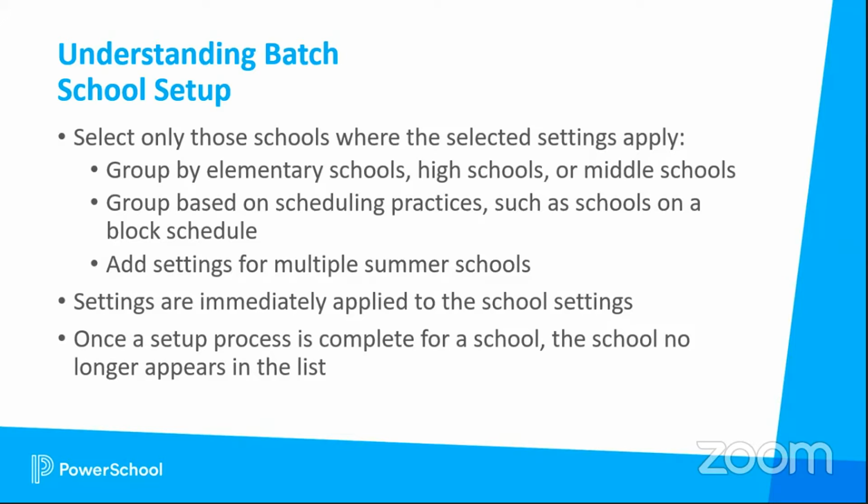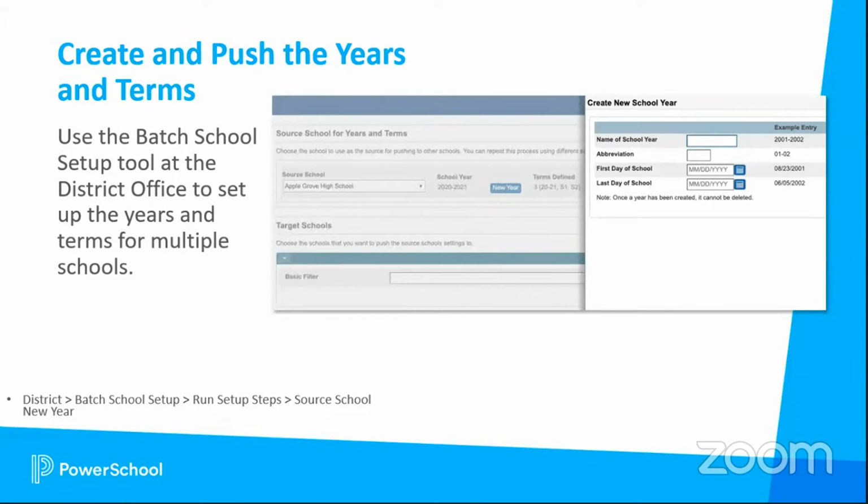And on the Batch School Setup page, there is a screen where a green check mark pops into the screen when you have completed the setup for that item. So once you have completed setup, here's your screen for the push of the years and terms.